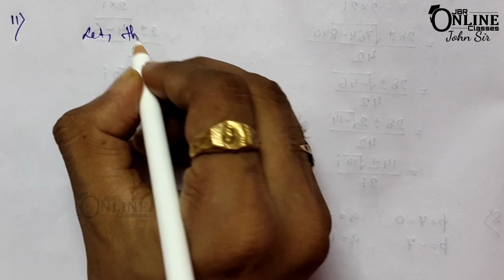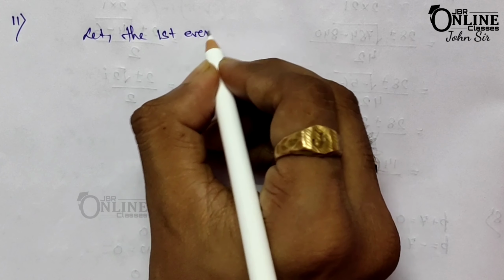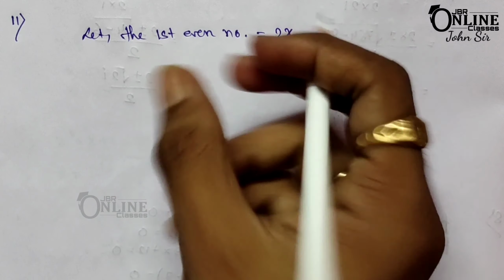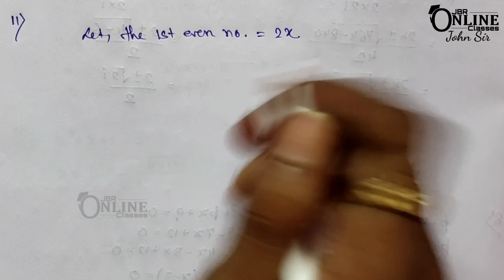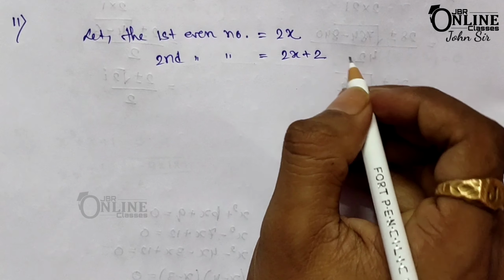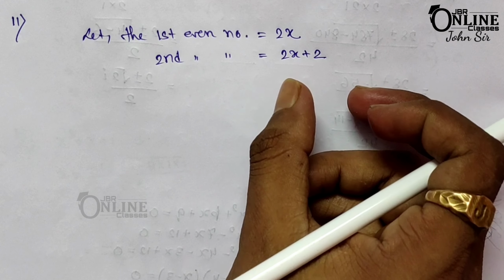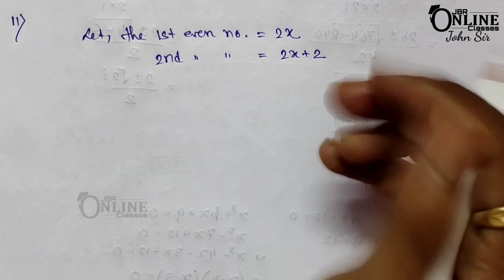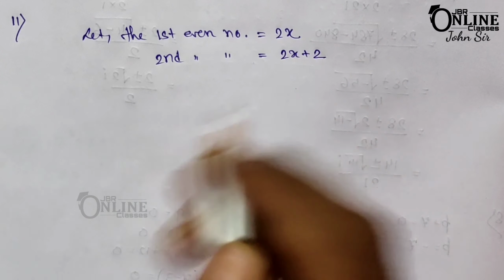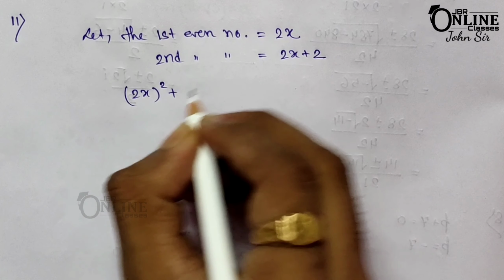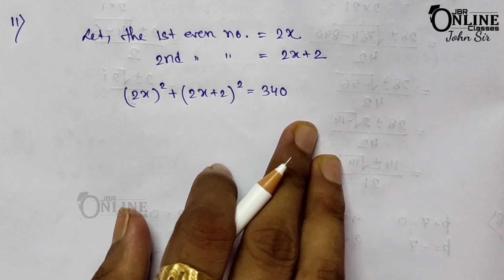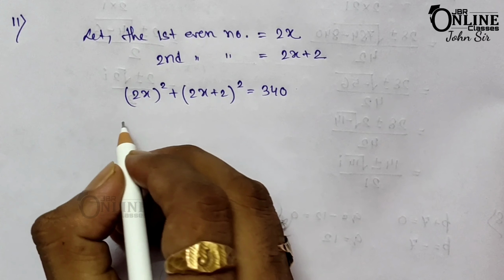So let the first even number equal 2x, and here you have to consider consecutive numbers. Consecutive means one after the other. So the second even number will definitely be 2x plus 2, because the difference between two even numbers is always 2; whenever you add 1 to an even number, it changes into an odd number. Now the sum of the squares of these two numbers equals 340. So this is your equation and you have to solve it.